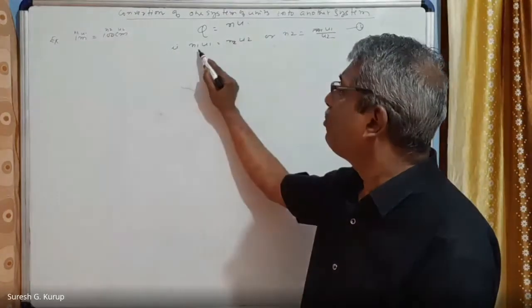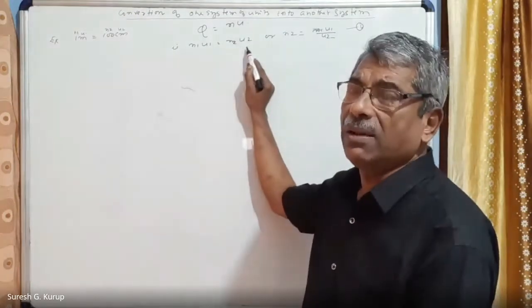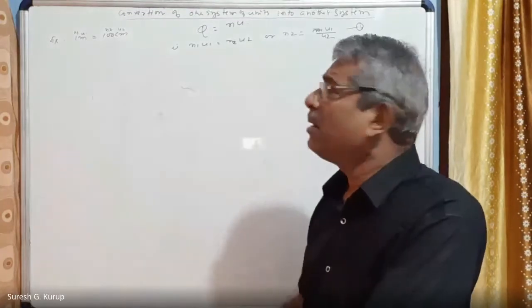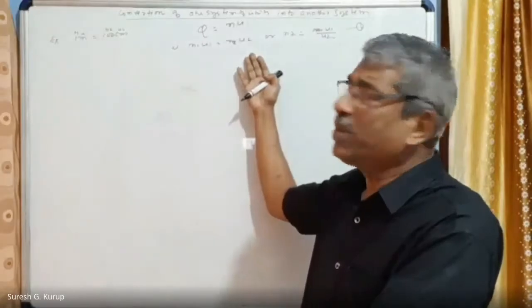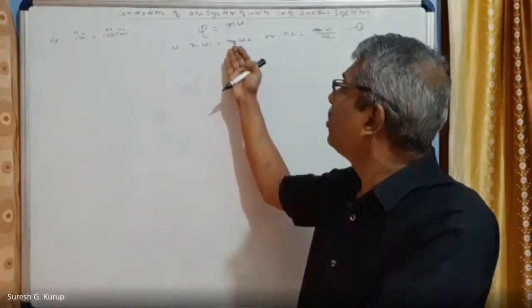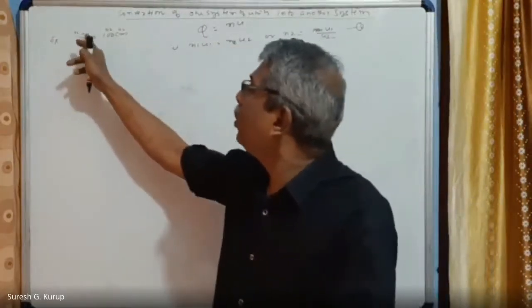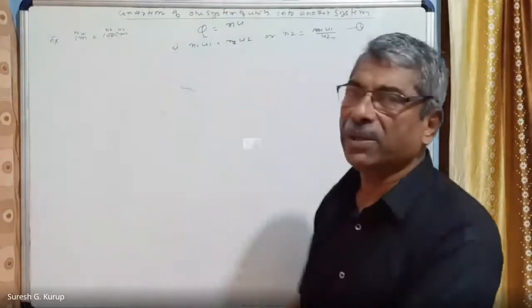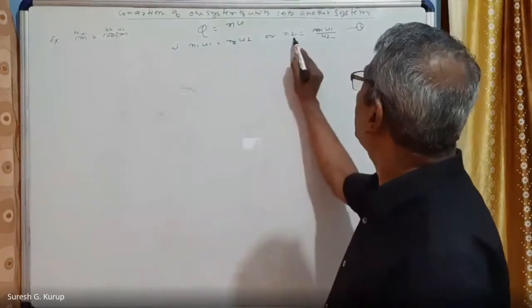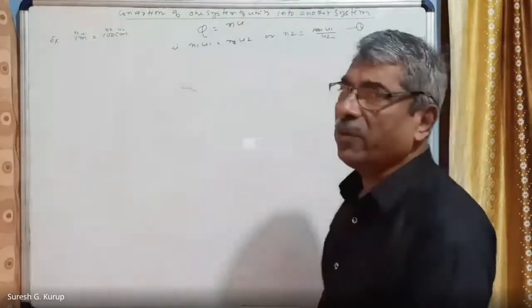Always you will see that the physical quantity will be the same whether you measure in the first system or the second system. So we can say that N1 U1 is equal to N2 U2. N1 U1 is equal to N2 U2. 1 meter is equal to 100 centimeters. Hence we can say that N2 is equal to N1 U1 divided by U2.